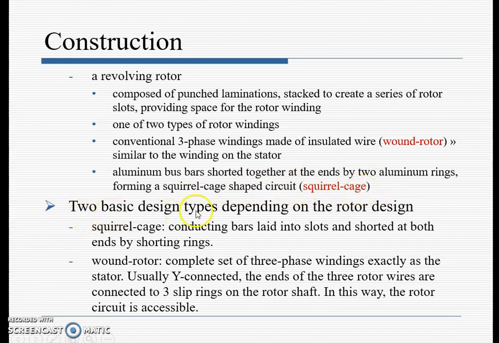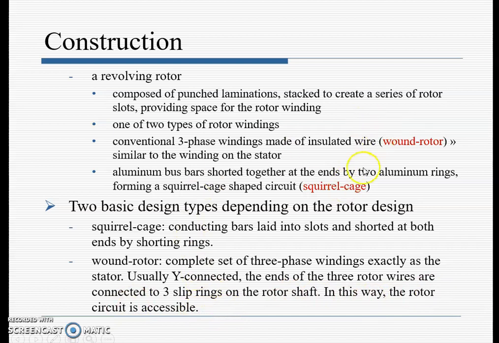So there are two basic design types depending upon the rotor design. The first is the squirrel cage: conducting bars laid into the slots, shorted at both ends by short rings. The second is the wound rotor: a complete set of three-phase windings exactly as the stator, usually star connected. The ends of the three rotor wires are connected to three slip rings on the rotor shaft. In this way, the rotor circuit is accessible.